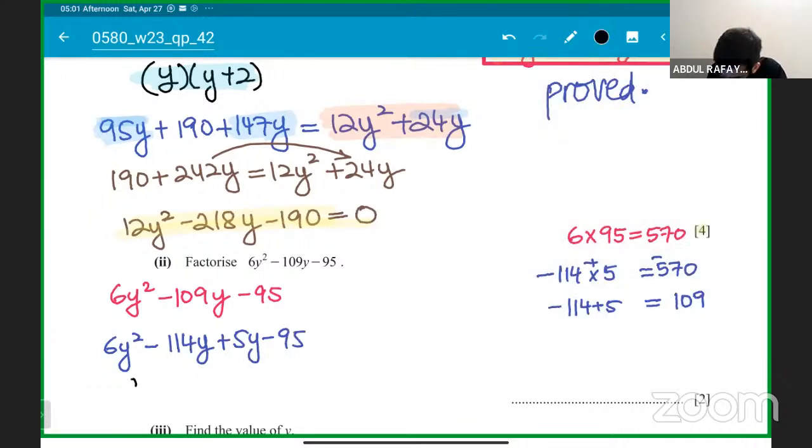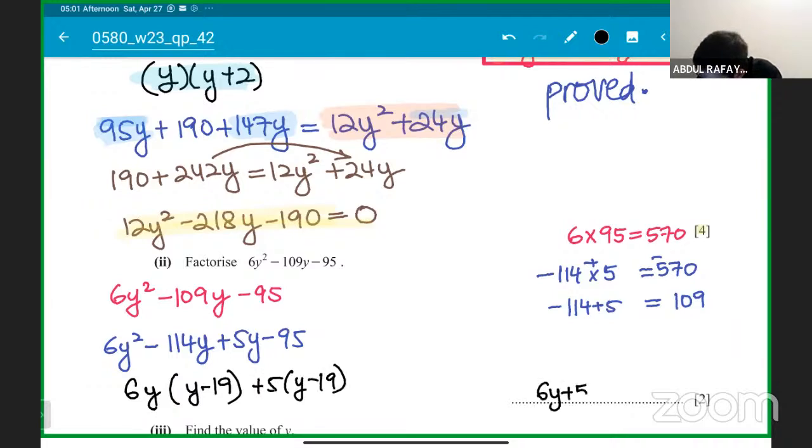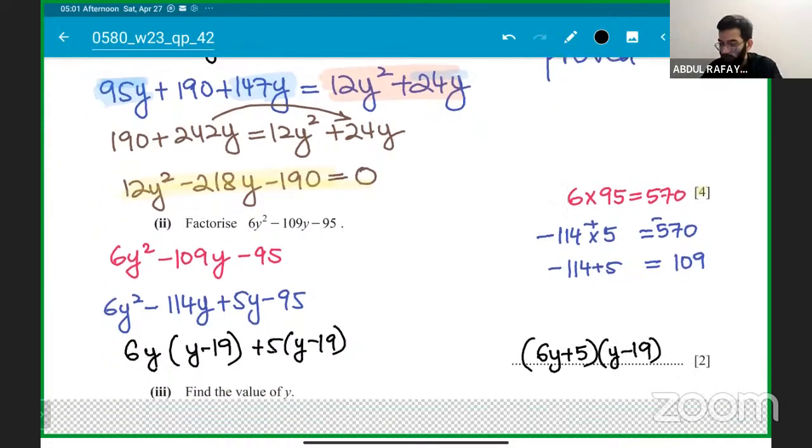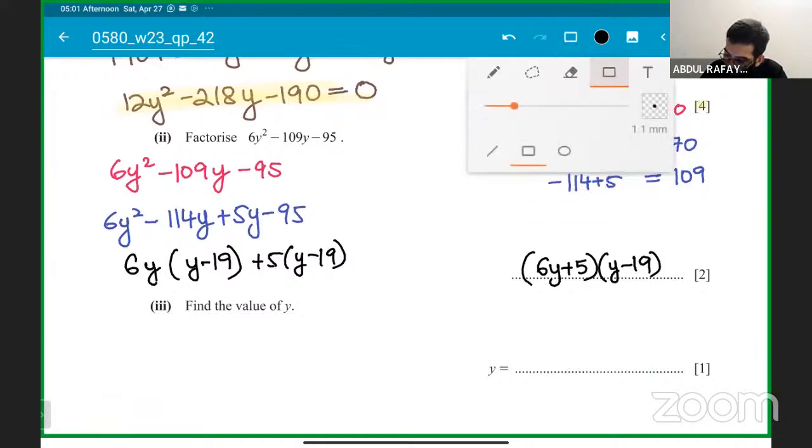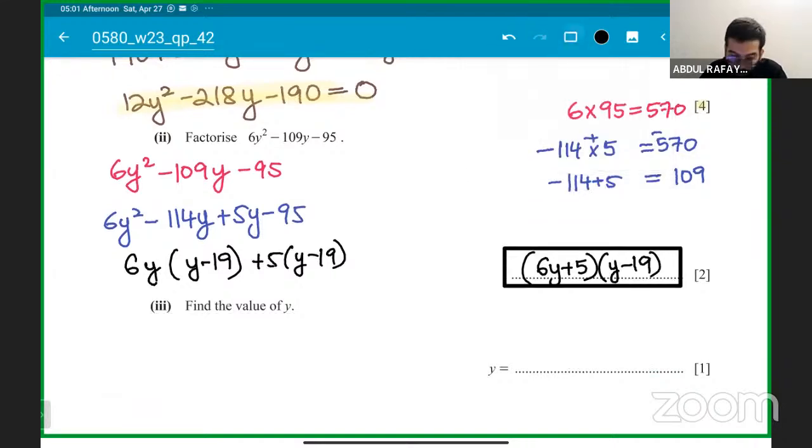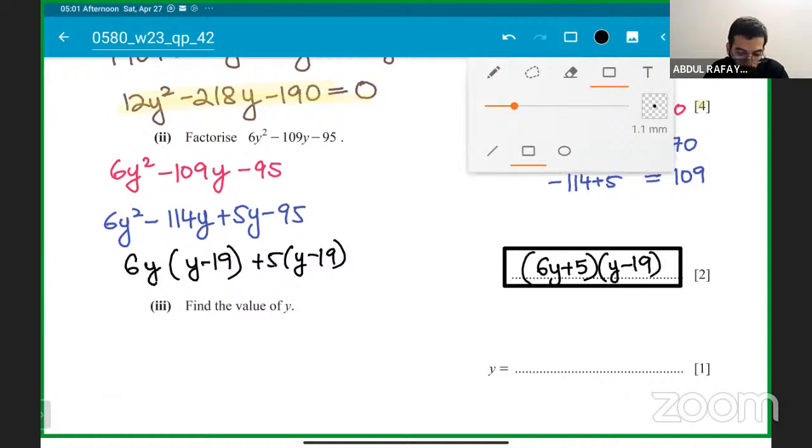So, sir, 6y common, and 114 divided by 6 gives 19, so y minus 19, and 5 common and y minus 19. So this is the answer, students. 6y plus 5 times y minus 19. Okay, understood? 6y plus 5 and times y minus 19. Okay, got this clear? Following?